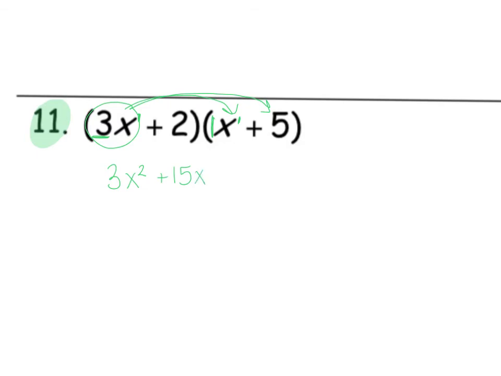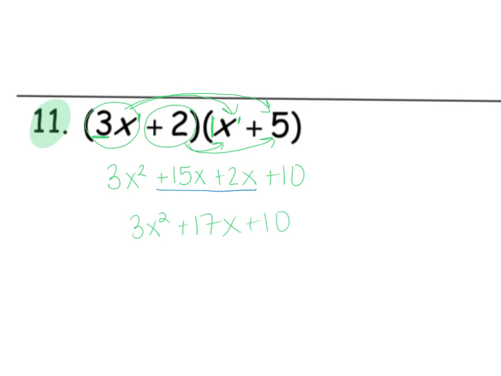I'm also going to multiply the 2 to the other polynomial. 2 times x gives me positive 2x. 2 times 5 gives me positive 10. And again, I can combine like terms. These are like terms. So I end up with 3x squared plus 17x plus 10.